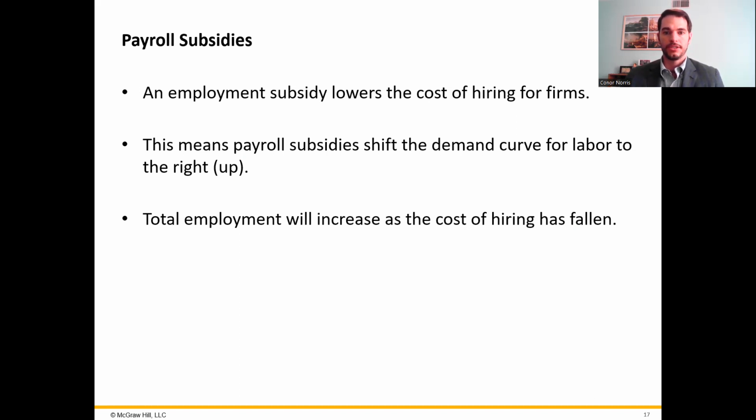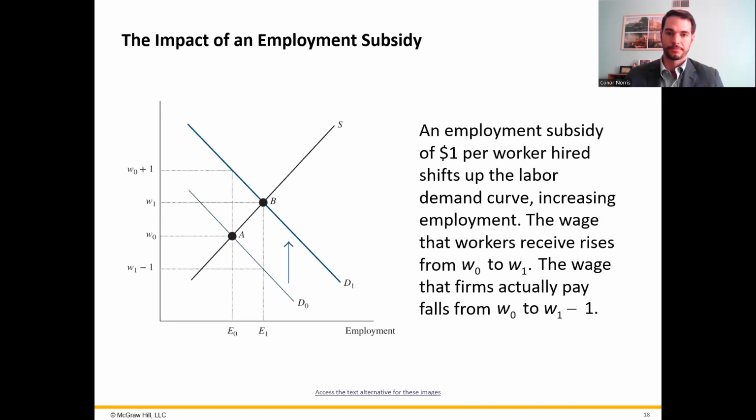A payroll subsidy is a financial incentive provided by the government to employers, to firms, to encourage them to hire more workers or to maintain their current employment levels when they would typically want to lay off some of their workers. Essentially, how they work is reducing the cost of labor for businesses by offsetting part of the wages they need to pay. By lowering the cost of hiring workers, because a portion of the wages is being paid by the government, they have the effect of increasing employment.